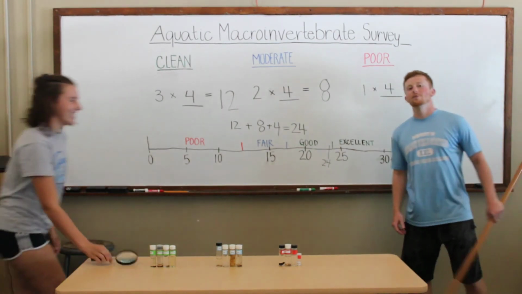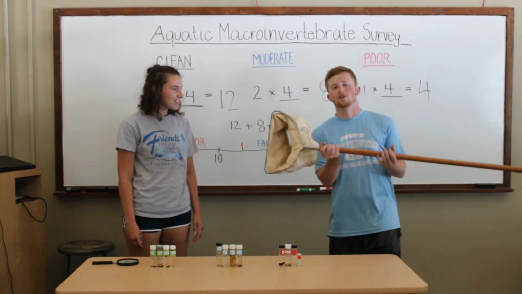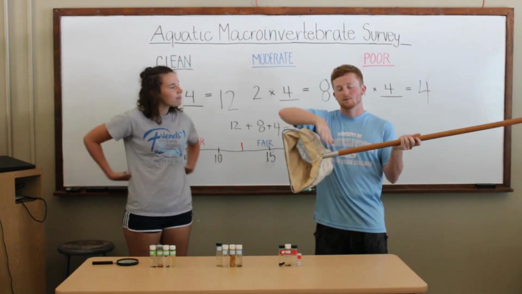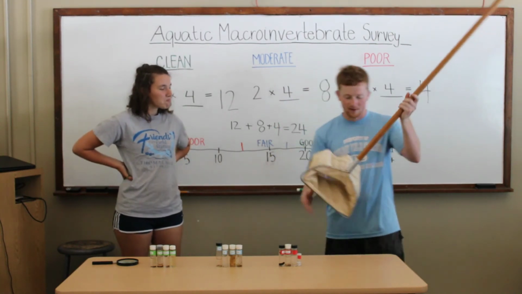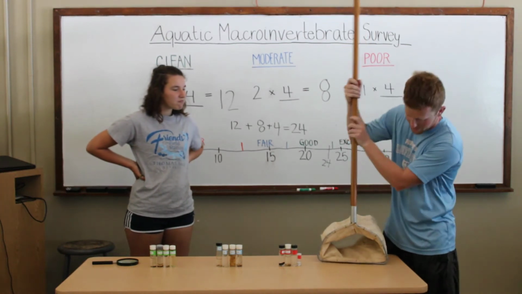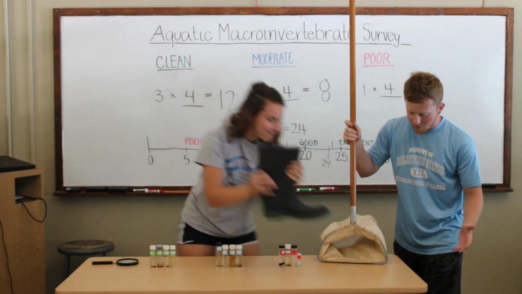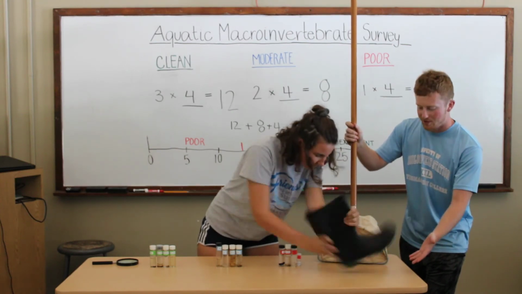One of the main ways that we do it at the station is we use what's called a D-net. As you can see, it's in the shape of a D. So it's rounded here and then flat on the bottom, so that way we can put it on the bottom of the stream like this. And basically, what you're doing is you want to rough up everything, just like she's demonstrating here perfectly.